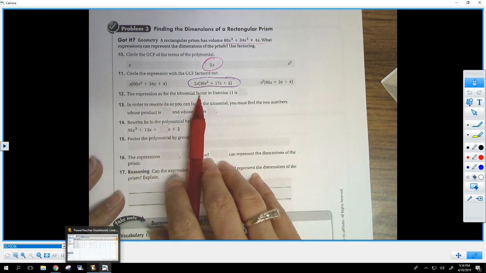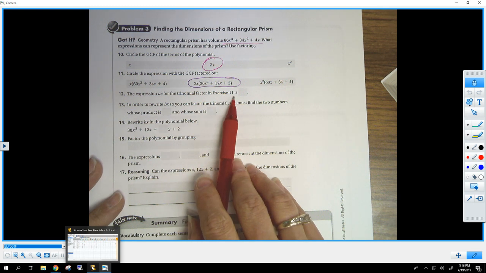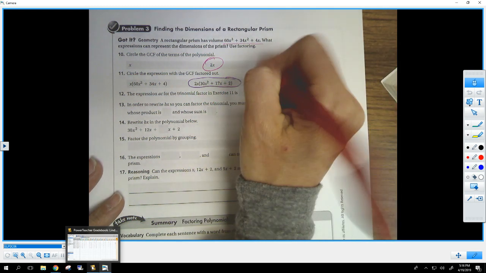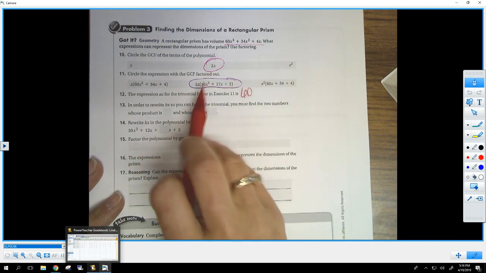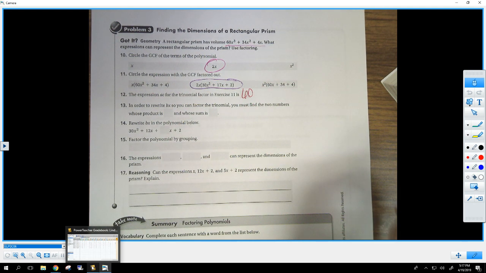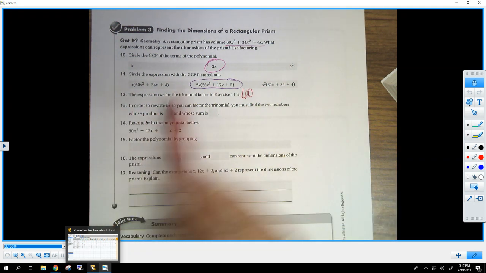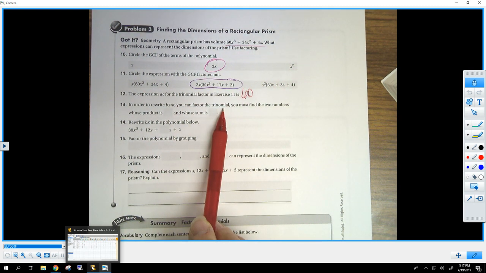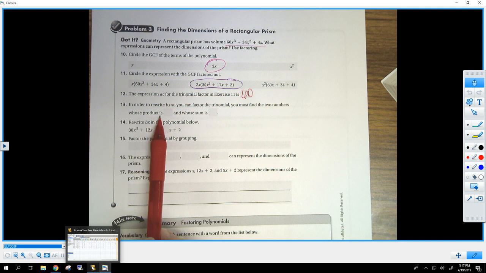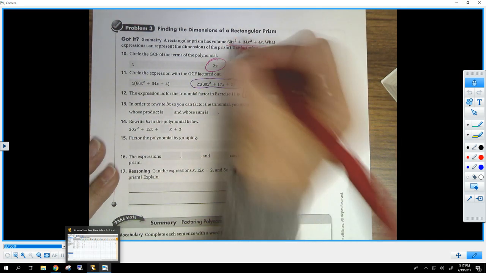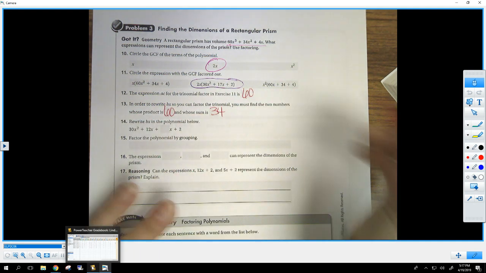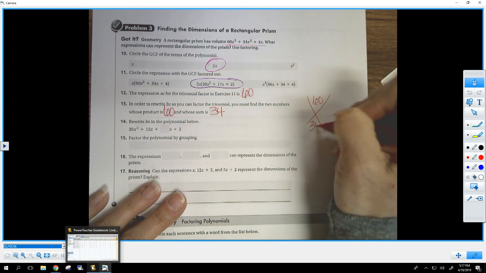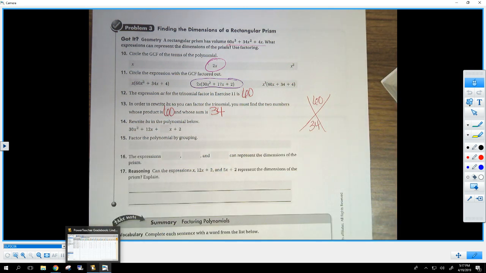So the expression AC for the trinomial factor in exercise 11 is 60, right? It's the term here in front of the x cubed. And then it says, in order to rewrite bx, which is the middle term, you have to factor the trinomial. So you must find the two numbers whose product is, remember back, whose product is 60 and whose sum is 34. Remember, this is the same as the diamond, multiplied and added, right? It's the exact same thing, just a quick review of what we did before.